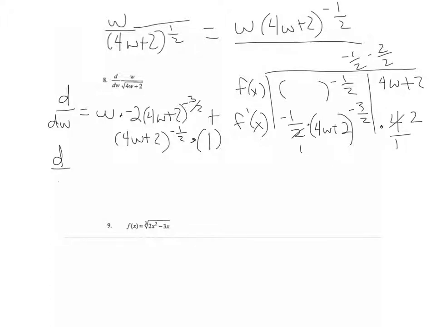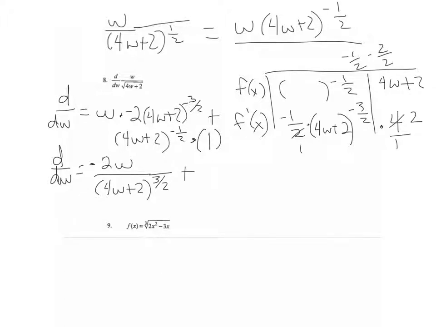So if I write the derivative with respect to w, my first term is a negative 2 times w times this 4w plus 2 in parentheses to the negative 3/2. You might want to go ahead, take it back down to the denominator, and write it with a positive exponent. Usually we try not to leave answers with negative exponents if we can help it.